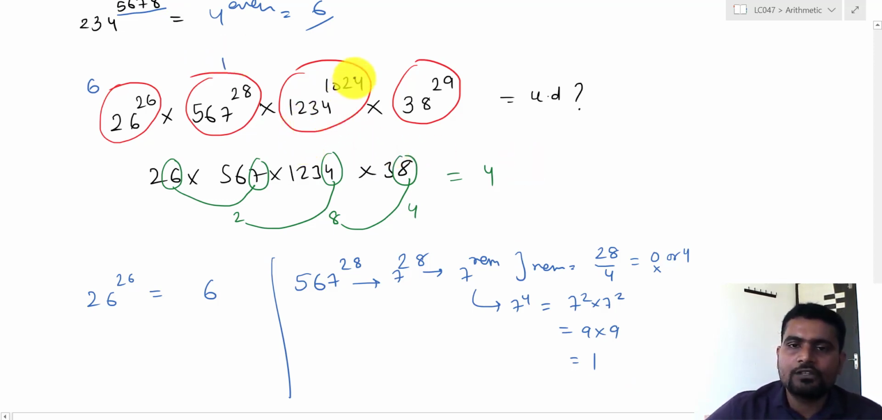Now 1234 raised to power 1024. You don't have to consider the other digits, so consider only 4. 4 raised to power what? Even. 4 raised to an even power means 6, so it will be 6.